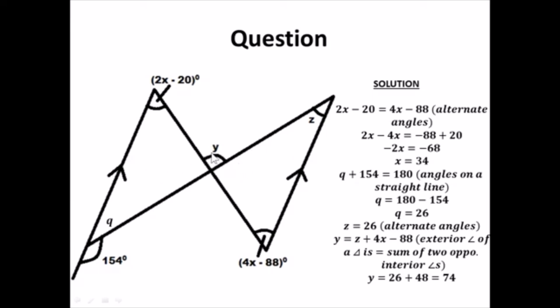So it means that the addition of this angle Z and angle 4s minus 88 will give us Y. And that's what we are having here, that Y is equal to Z plus 4s minus 88. Reason: the exterior angle of a triangle is equal to the sum of the two opposite interior angles of that triangle. But we already got our Z as 26, and we know that this angle here is 48. So that's why we have 26 plus 48 equal to 74 as the value of our angle Y. So the question is very simple as well. If you look at it critically, it's very simple.